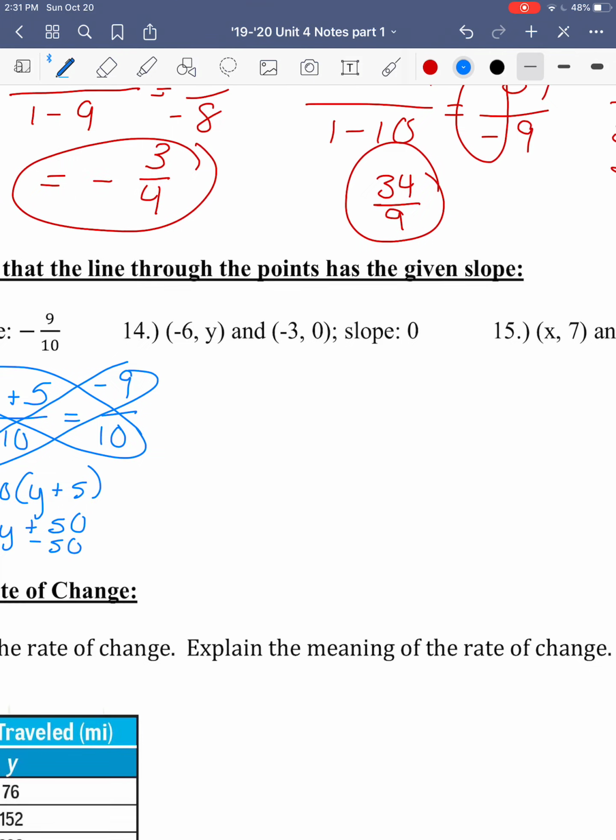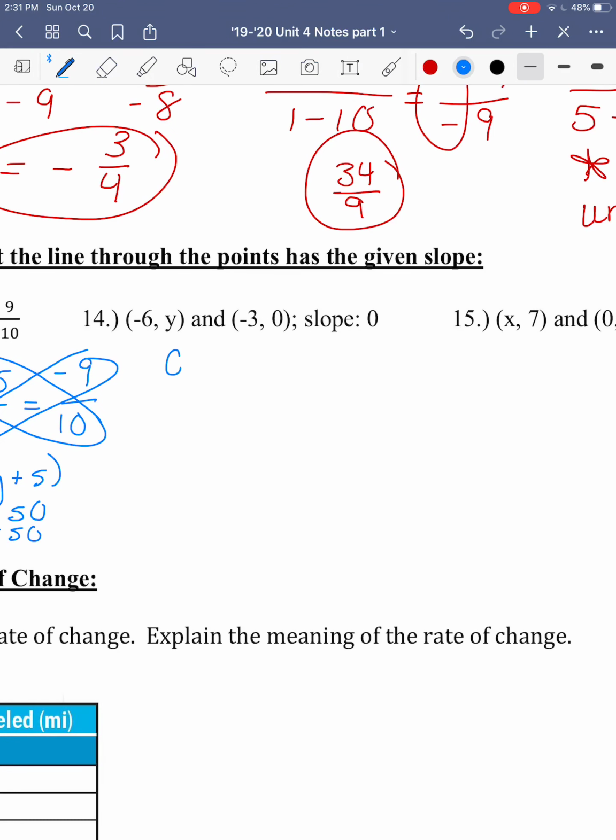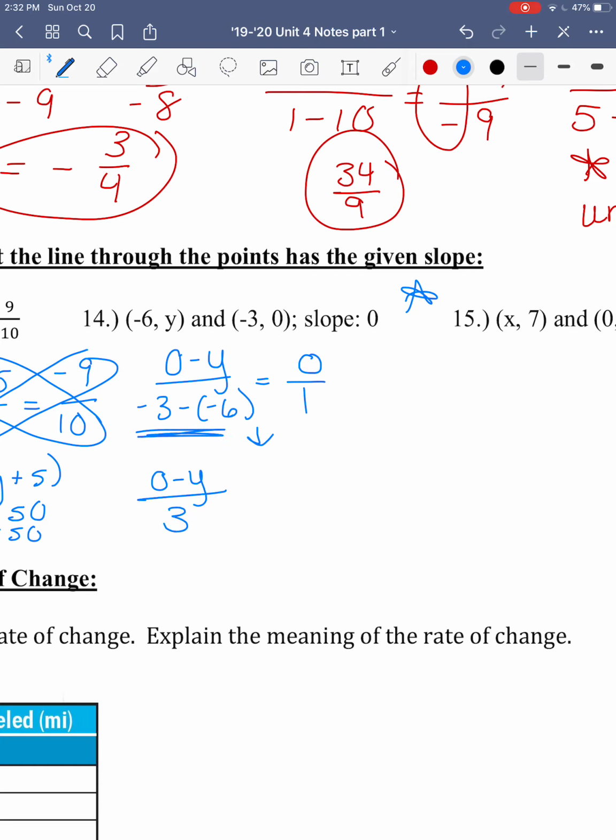So same concept for number 14. I'll do 0 minus y all over negative 3 minus negative 6. And that supposedly equals 0. Okay, this is interesting. So I'm going to put 0 over anything. I can put it over 1, because that's still 0, right? So let's simplify this. So I still have 0 minus y all over, now this is going to reduce to 3 is equal to 0 over 1.